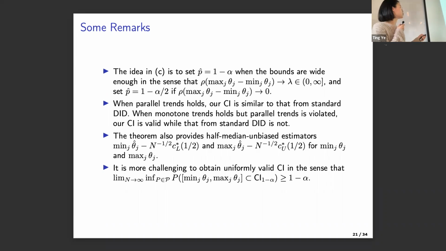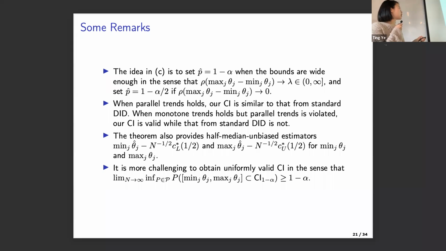So when the parallel trends hold, again, our confidence interval is similar to that from the standard DID. It's not that conservative. We can see that from the simulation. And when the monotone trends hold but the parallel trends are violated, our confidence interval will be valid, but the one from the standard DID is not.